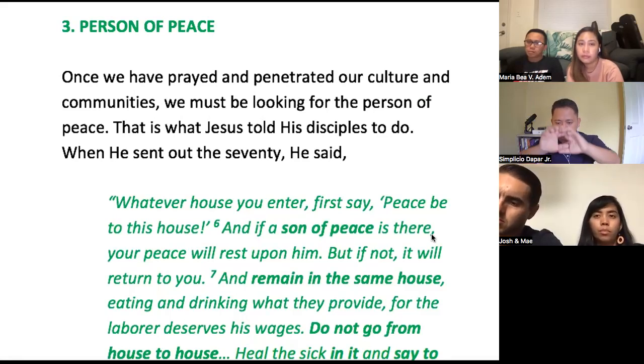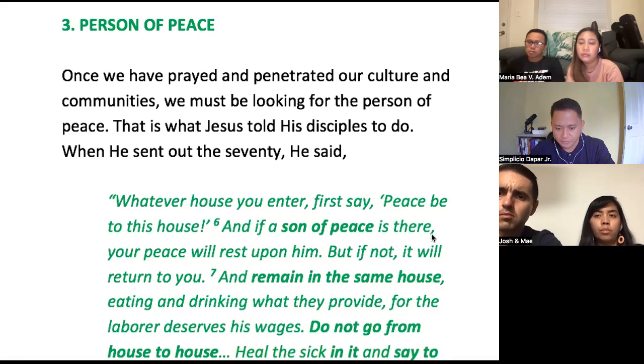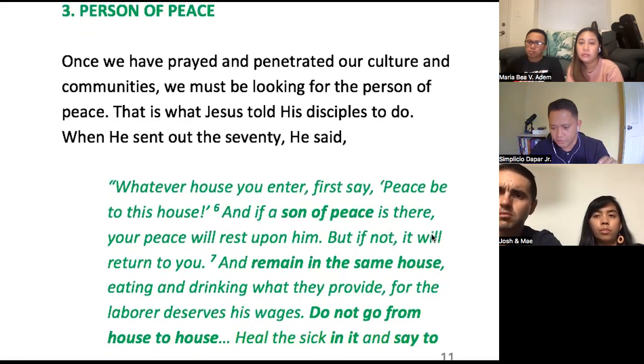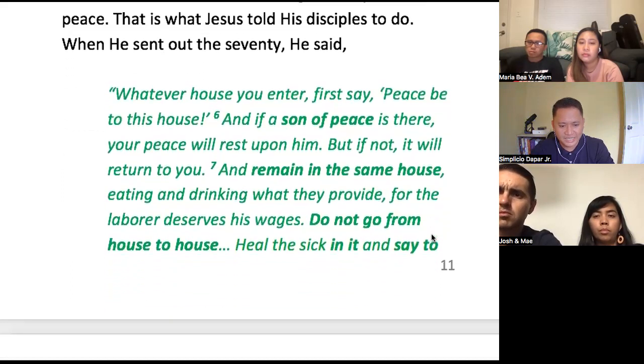You cannot disciple everyone that you will meet or who will become your friends. You cannot do it. But there will be a few of them that you will notice are great candidates for being discipled. Once we have prayed and penetrated our culture, we must be looking for the person of peace. Remember this word, person of peace. Who is the person of peace? This is what Jesus told his disciples to do when he sent out the 70.